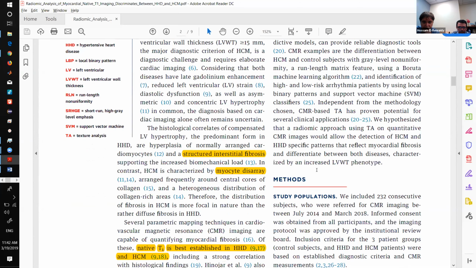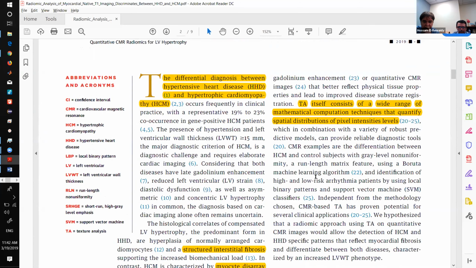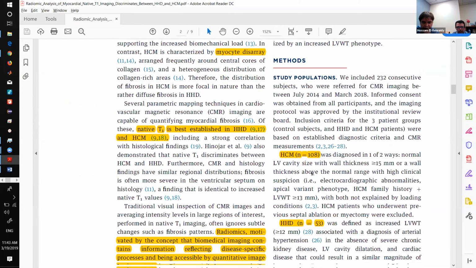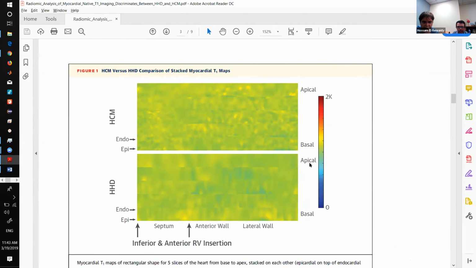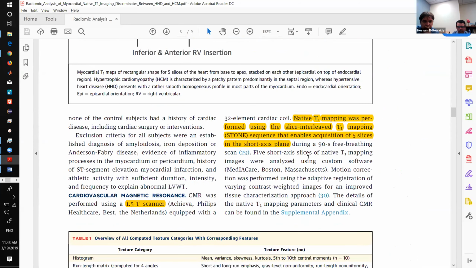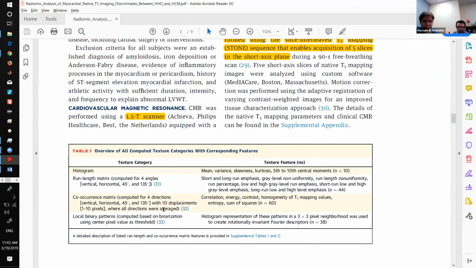And then we applied the features, and we used 4 feature descriptor groups. They are histogram features, run length matrix features, co-occurrence matrix features, and local binary patterns.